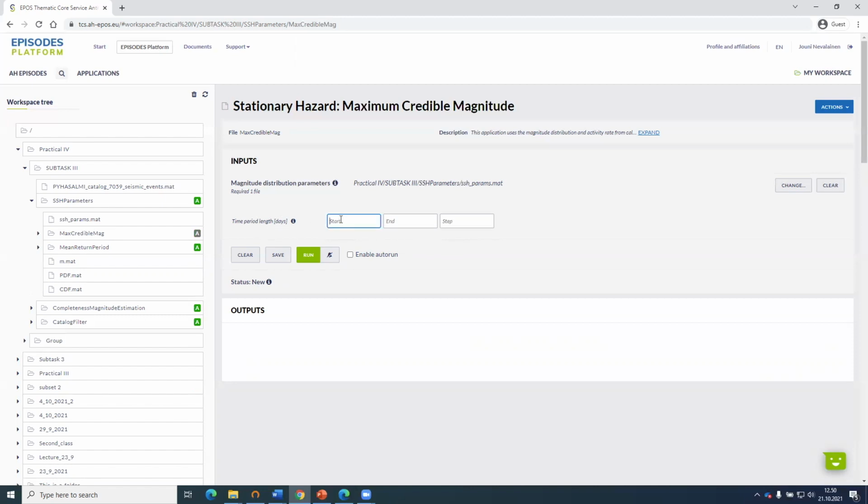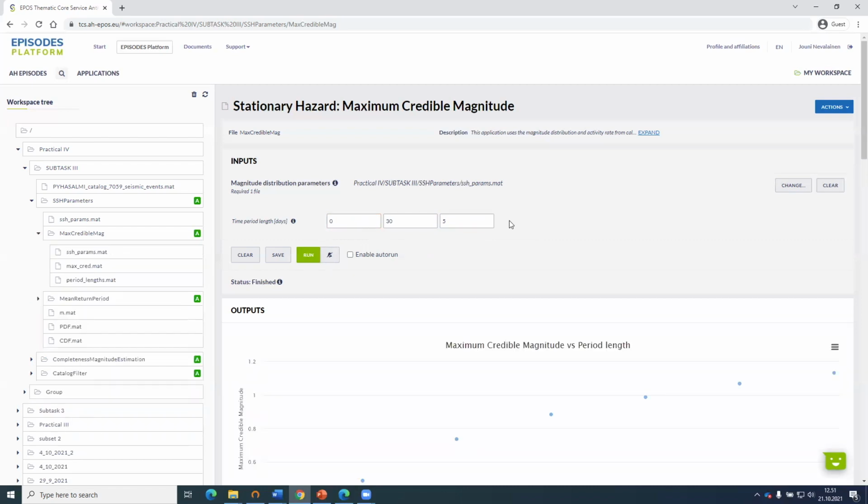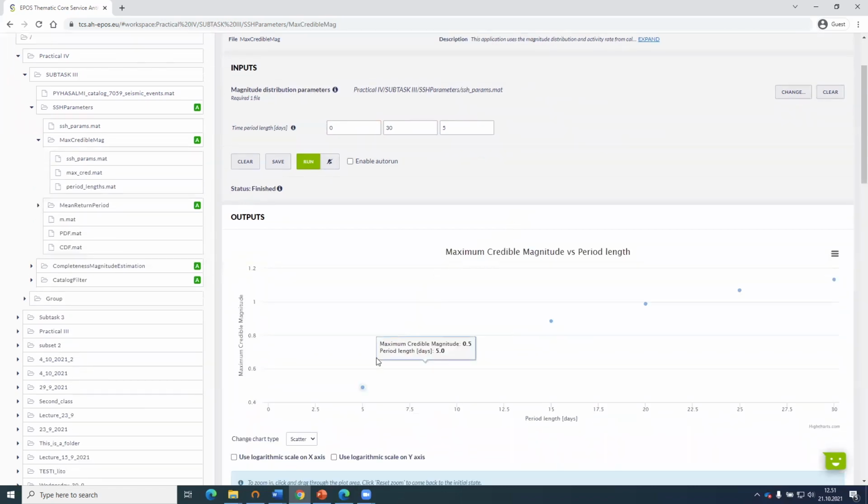So our time period here is the length in days: start, end, and step. Let's put our start at 0 and our end at 30 days, and our step would be 5 days. So it gives us the period of length in days and the maximum credible magnitude on the y-axis.